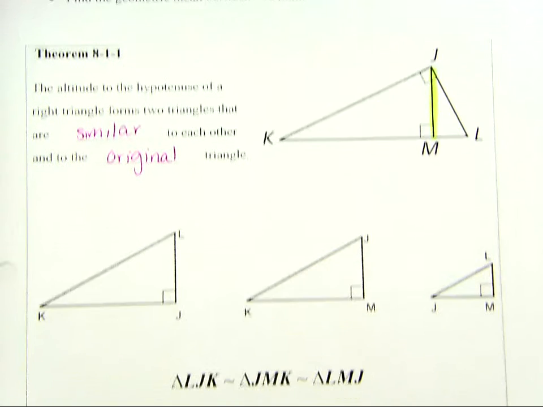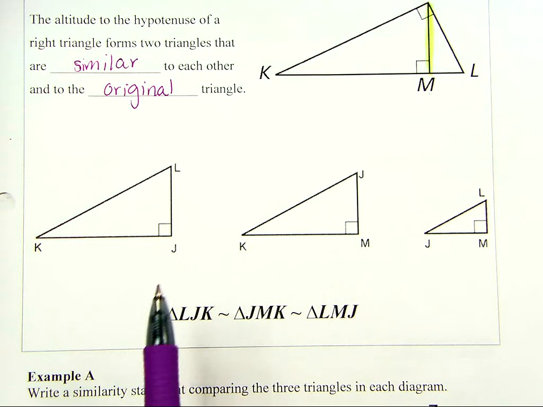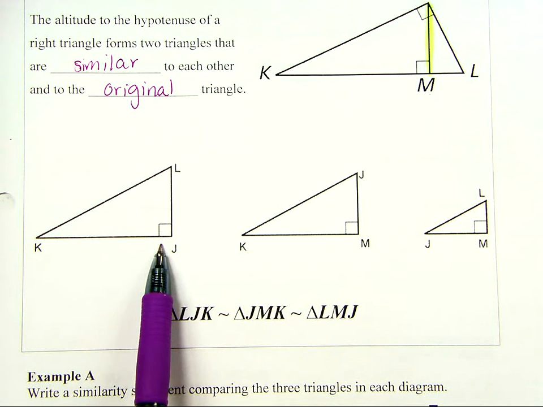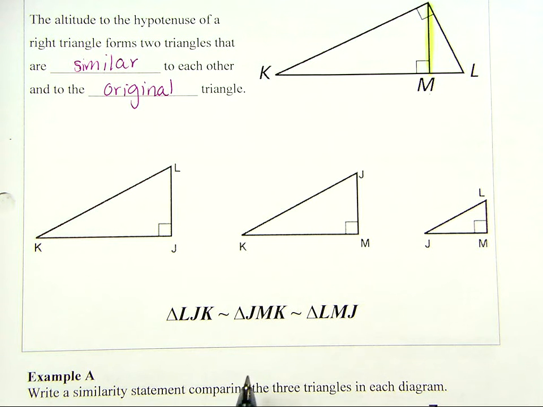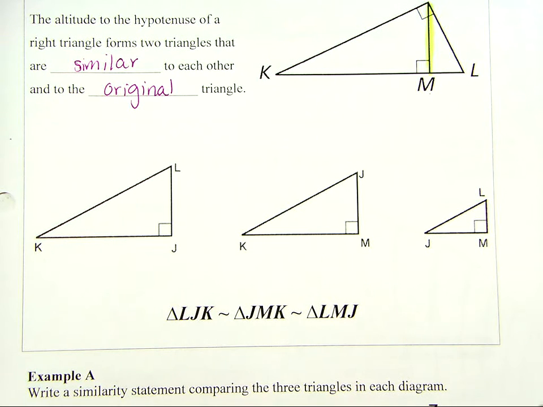They show down below taking the three triangles, drawing them separately, but drawing them so that they have the same orientation. So in this case, we see that the right angle is in the bottom right-hand location. And that way, it becomes much easier to write the similarity statement. Triangle LJK is similar to JMK, similar to LMJ. They started with the short leg, long leg, and then the hypotenuse. So we're just going to practice that.